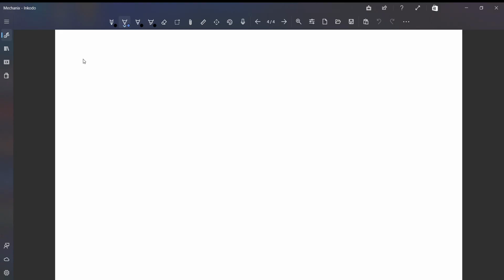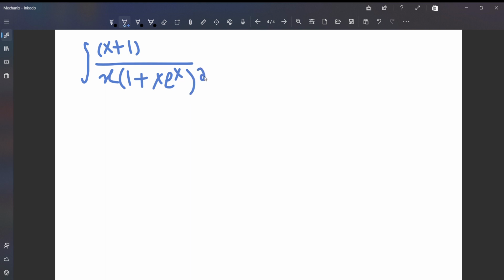So, first question is the integral of (x plus 1) divided by (x into 1 plus x e power x) whole square dx.